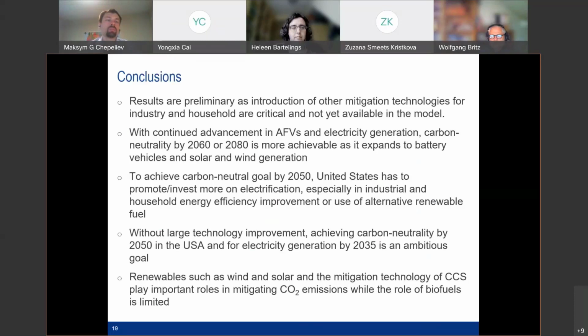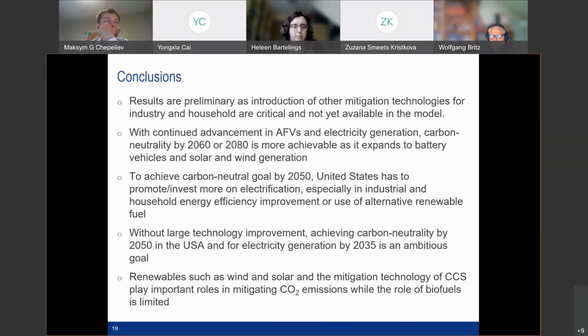To achieve the zero carbon emission goal by 2050, the United States has to promote or invest more in electrification, especially in industrial and household energy efficiency programs for use of cleaner, renewable energy sources. Without large technology improvement, achieving zero emission by 2050 in the United States and for the electricity sector by 2035 is really an ambitious goal.